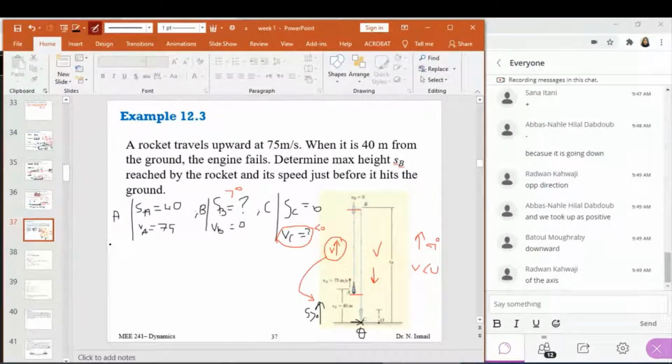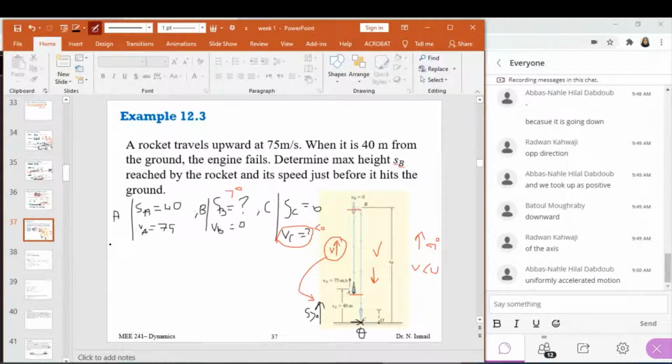What do you think, guys? Is this a general motion, a uniform motion, or a uniformly accelerated motion, and why? Uniformly accelerated motion. In fact, this is a uniformly decelerated motion. But yes, it is a uniformly accelerated motion. Why? Why is this a uniformly accelerated or decelerated motion?